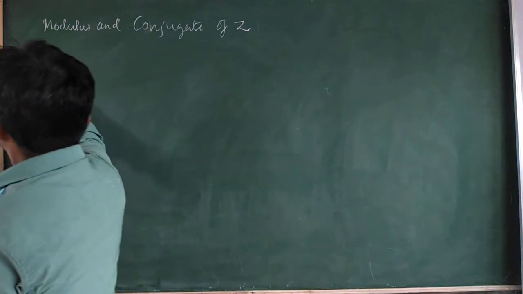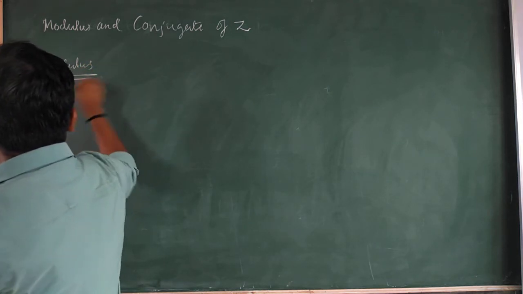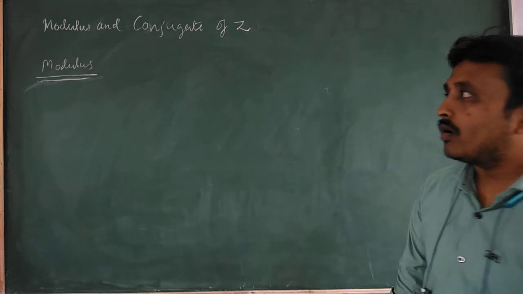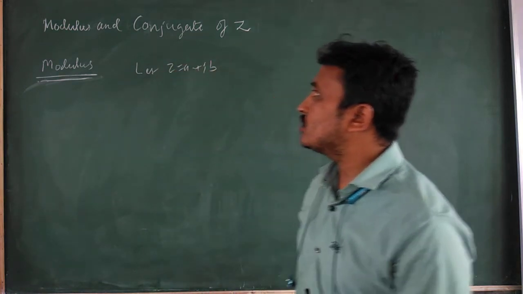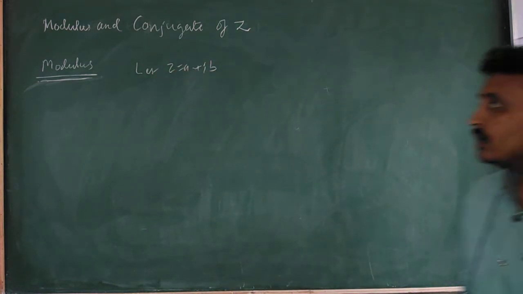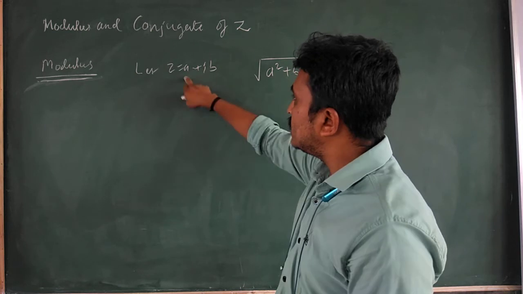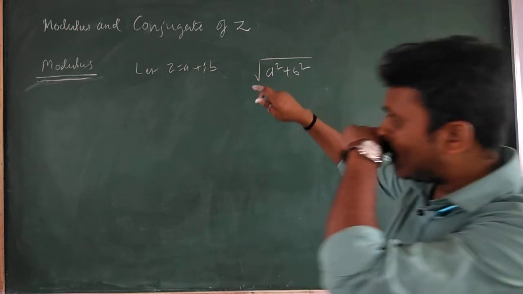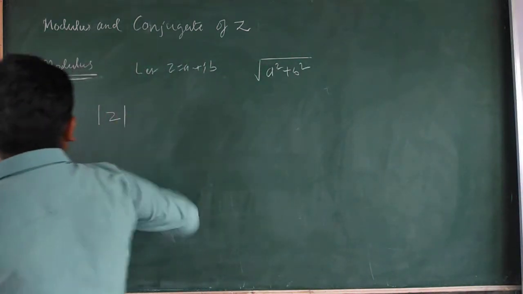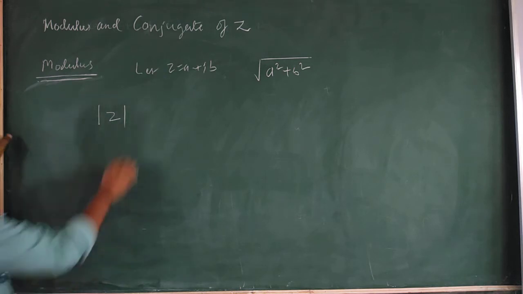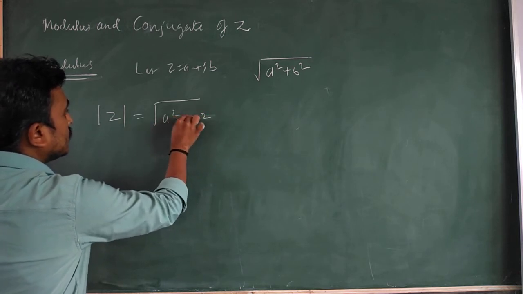First, modulus. What do you mean by modulus? Modulus is a non-negative quantity. Let z equals a plus ib be a complex number. The non-negative quantity, the root of a square plus b square, is called the modulus of the complex number z. The modulus of a complex number is denoted by modulus of z, which equals root of a square plus b square.